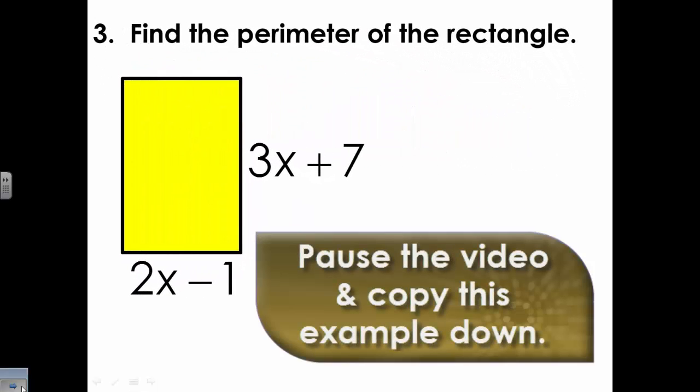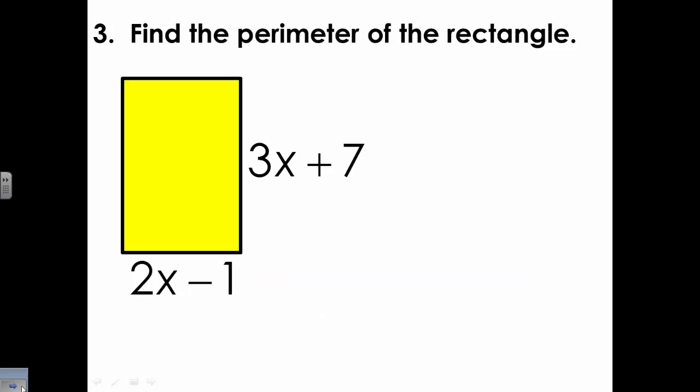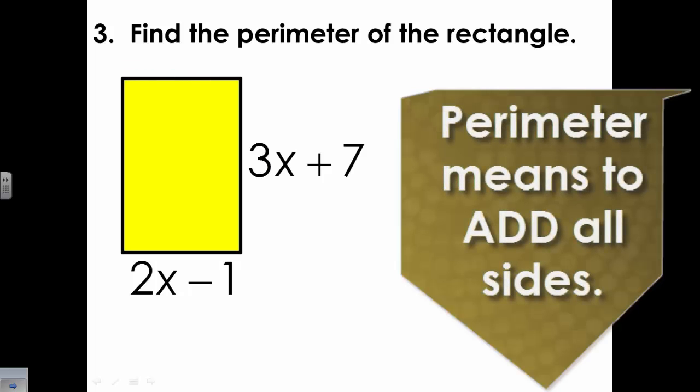Pause the video to copy this example down. In order to find the perimeter of the rectangle, you must add all 4 sides. Now on this problem, they only show you 2 of the sides. So on this one, when you've got 3x plus 7 over here, it's also going to be the same on this left side. So I highly recommend that you write that in your notes. The 2x minus 1 on the bottom will also be 2x minus 1 up on the top. In order to find the perimeter, you are going to combine by adding all 4 sides.